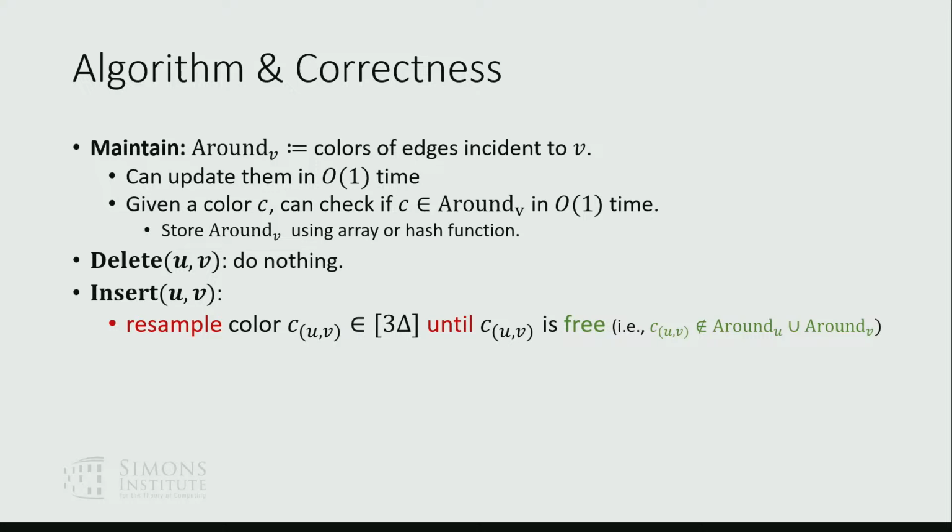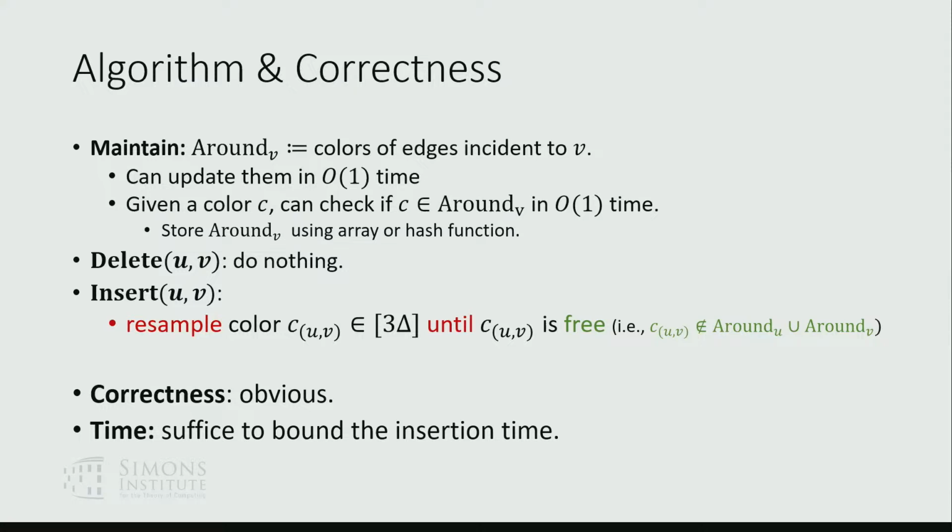But what we're going to do is sample a color for this edge UV from this palette of size 3 delta. You color it and check if this color is valid, that is, whether this color is in around U or around V. If it's not, then it's free, and you use it. If it's not free, then you resample. So the correctness, that it maintains an edge coloring, is clear.